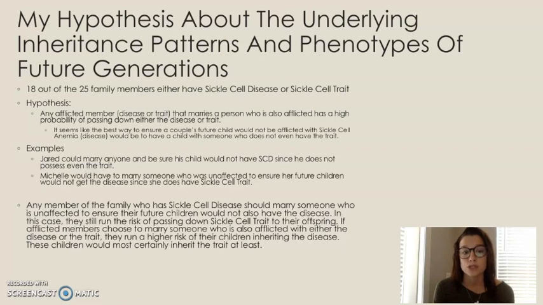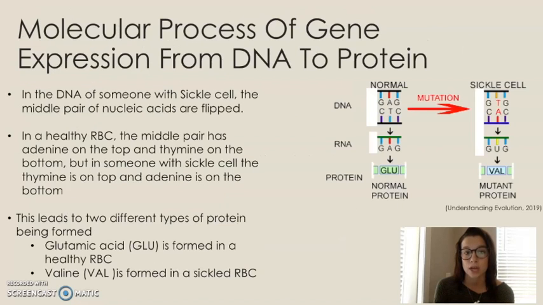If afflicted members choose to marry someone who is also afflicted with either the disease or the trait, they run a higher risk of their children inheriting the disease. These children will most certainly inherit at least the trait.